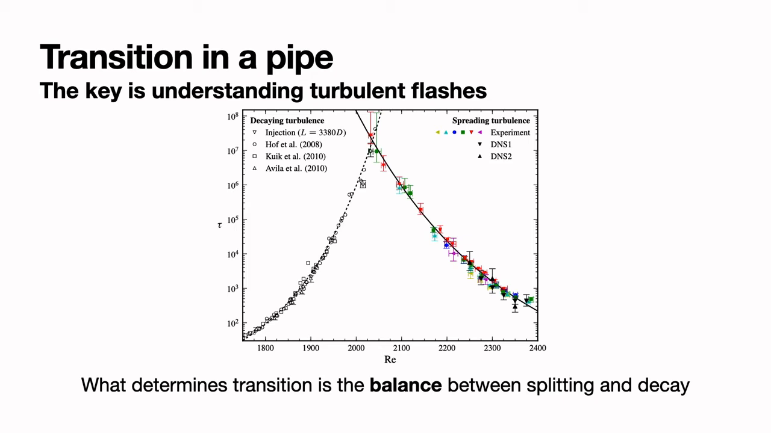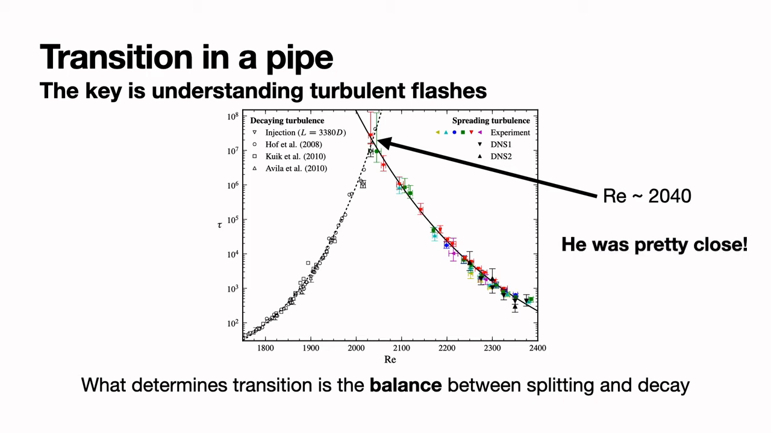And where those two curves meet in the middle dictates the transition point. And if you look at where that is, that's about a Reynolds number of 2040. So in the end, it ended up being pretty close. But the important thing is to actually understand a little bit more about what happens in pipe flow.